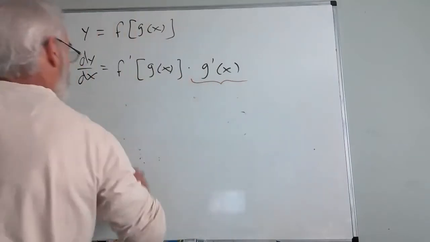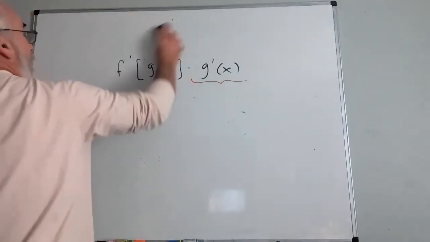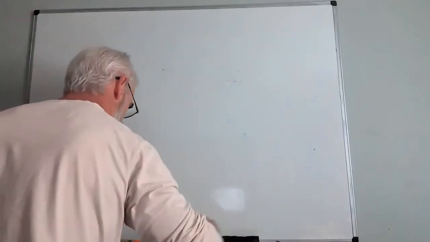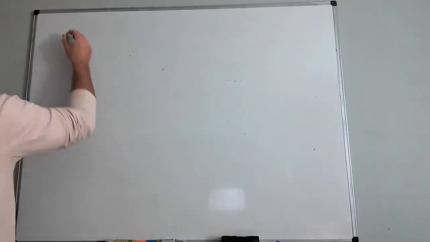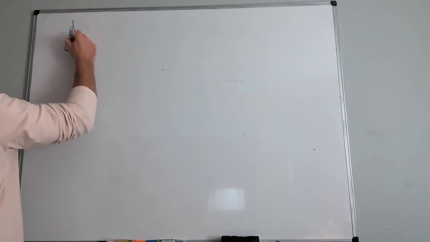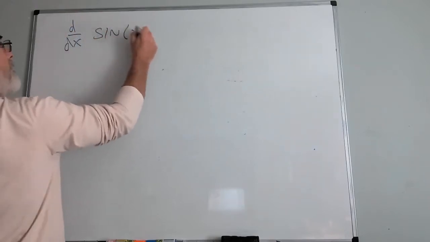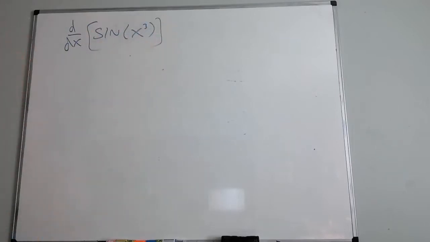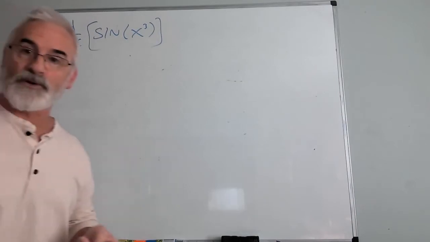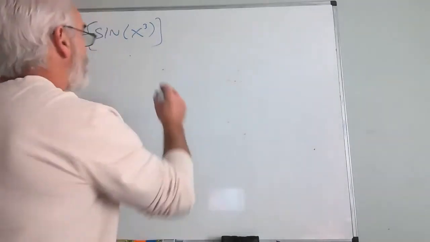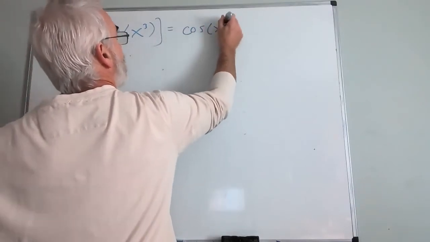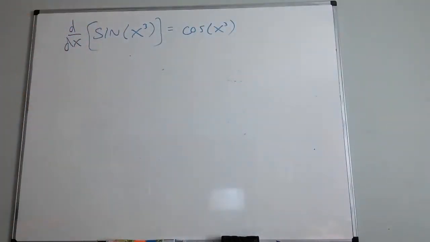So how else does this chain rule thing work? So far, I've just done things to powers. Well, what if I have something like this? I would like to differentiate the sine of x cubed. Now I know how to differentiate the sine of x. The derivative of sine of x we now know is the cosine of x. So the derivative of the sine of x cubed must be the cosine of x cubed. I know that has to be the case.